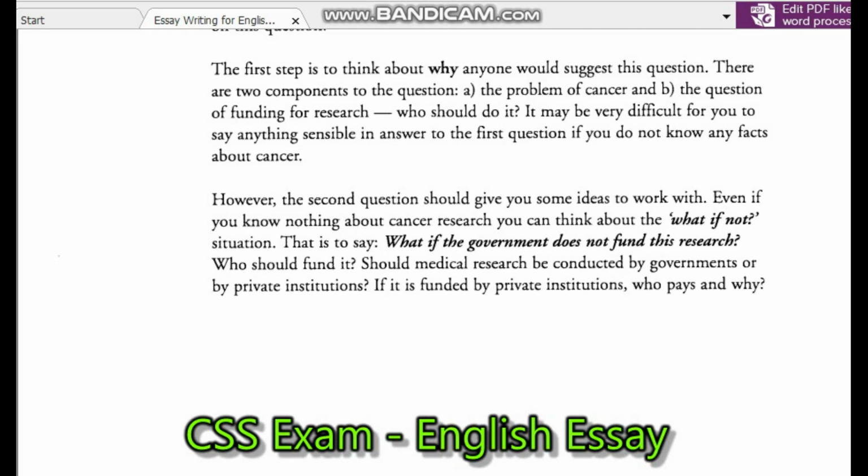Even if you know nothing about cancer research, you can think about what the "what if not" situation is. What if the government does not fund this research? Who should fund it? Should medical research be conducted by government or by private institutions? If it is funded by private institutions, who pays and why?